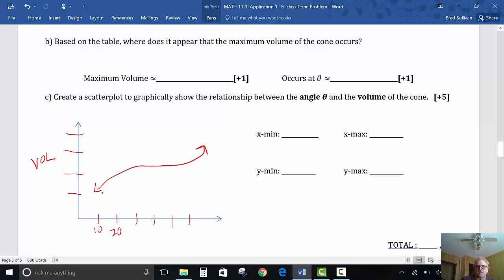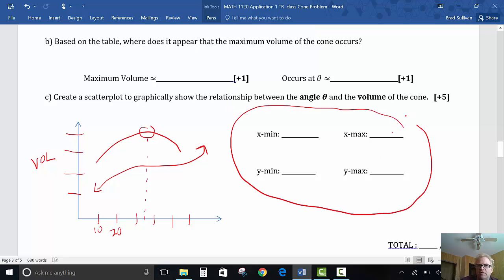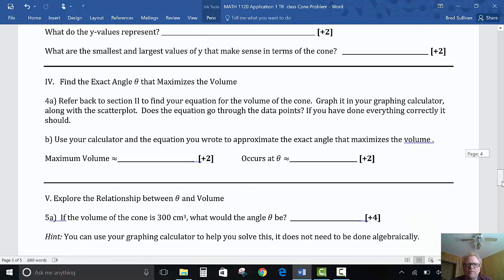Okay? And what I'm saying is, well, I'm asking you for a maximum volume, so that's a pretty good clue that somewhere this function is going to have some sort of a maximum. Your job is to find what value of theta that occurs at, and then find that maximum volume, okay? Then, of course, you'll just write down whatever you use on the graphing calculator to figure that out, okay, your scale and so forth. Okay, so you're taking your data and you're making a scatter plot.